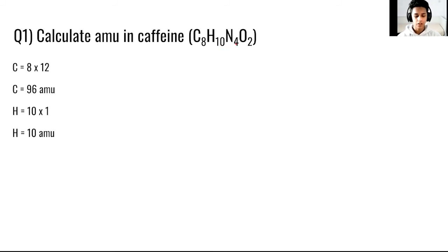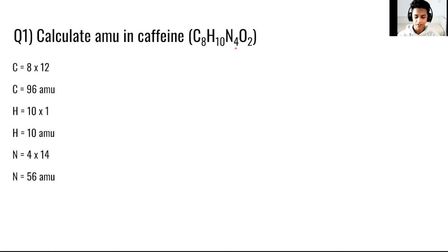So that will be 10. Then we will do the same thing with the nitrogen. We'll multiply 14, which is the AMU of nitrogen, by 4. So that will be 56. And I will leave you 5 seconds to guess what the oxygen AMU will be.